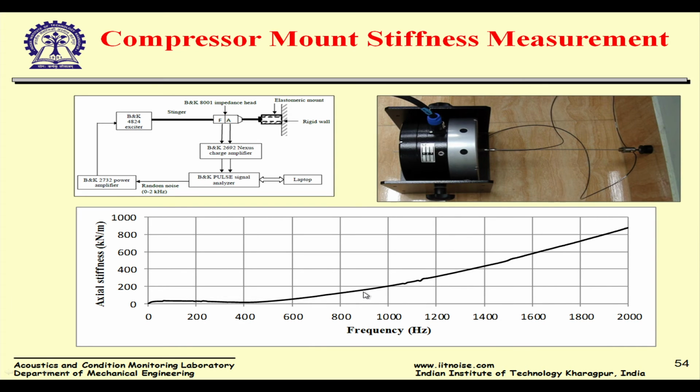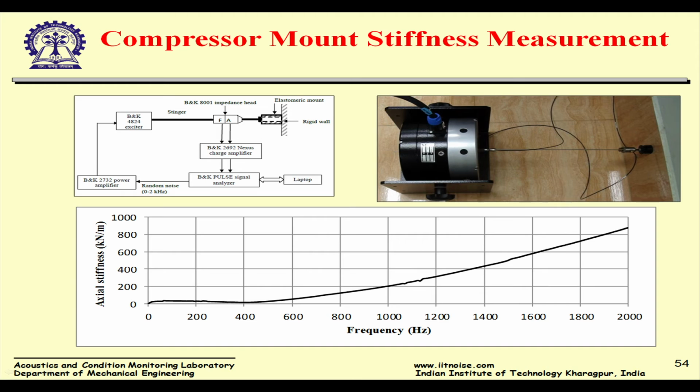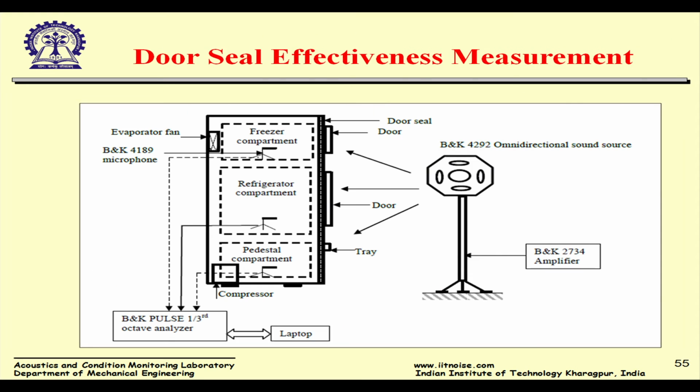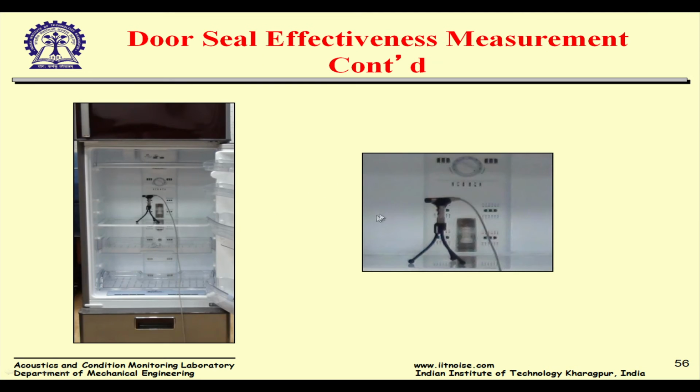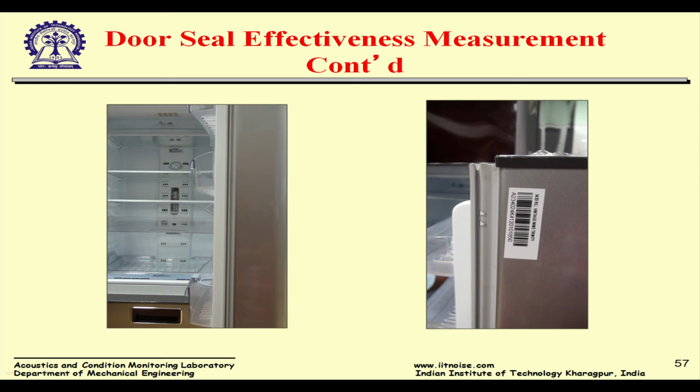And this is very important because when you do a dynamic CAE model, if I know the displacement and I know the stiffness, I can know what is the force coming, since F is equal to Kx. So the value of K can be measured and put in your numerical model by this method. And we did an FEM and BEM model to predict the noise. So, door seal effectiveness measurements. These are the microphones which are put, and these seals are very, very important.